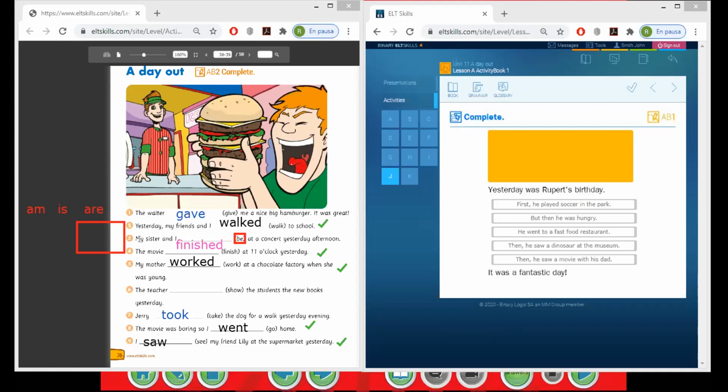What is the correct one? My sister and I am, I is, or I are? Are, yes. What is the past of are? Present: am, is, are. Past: was, were. I was in the park. I was at home.